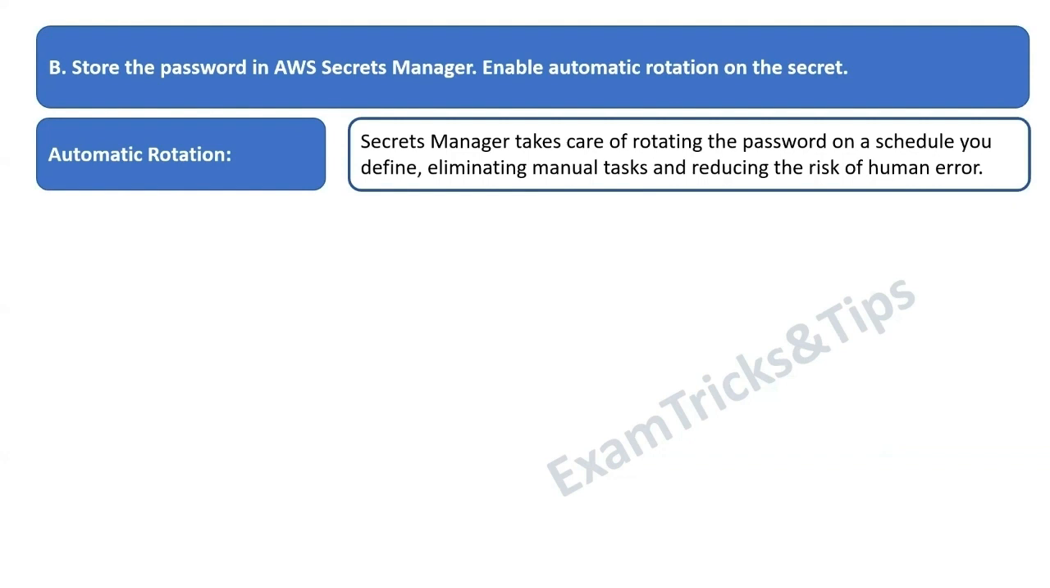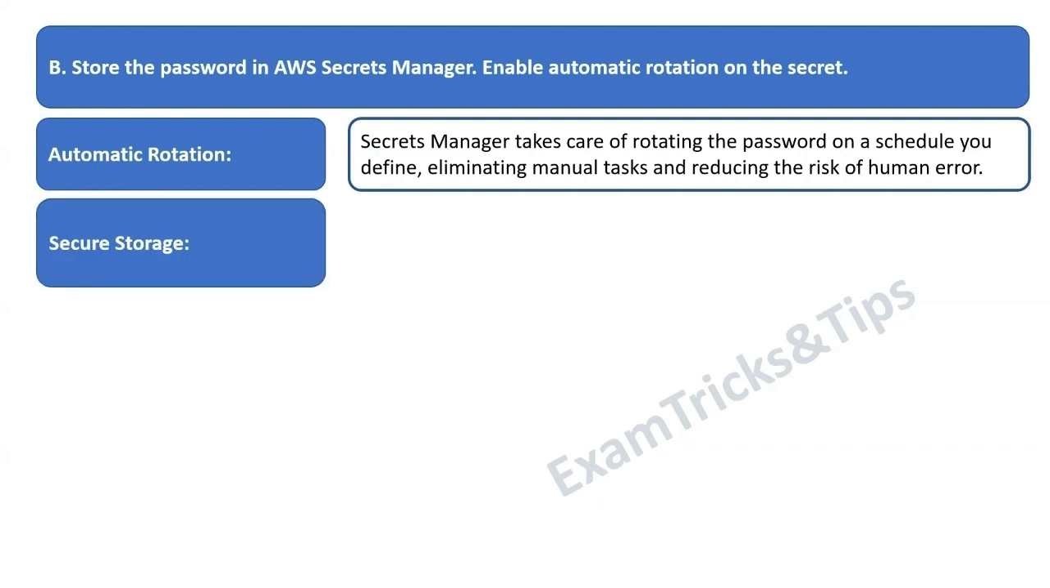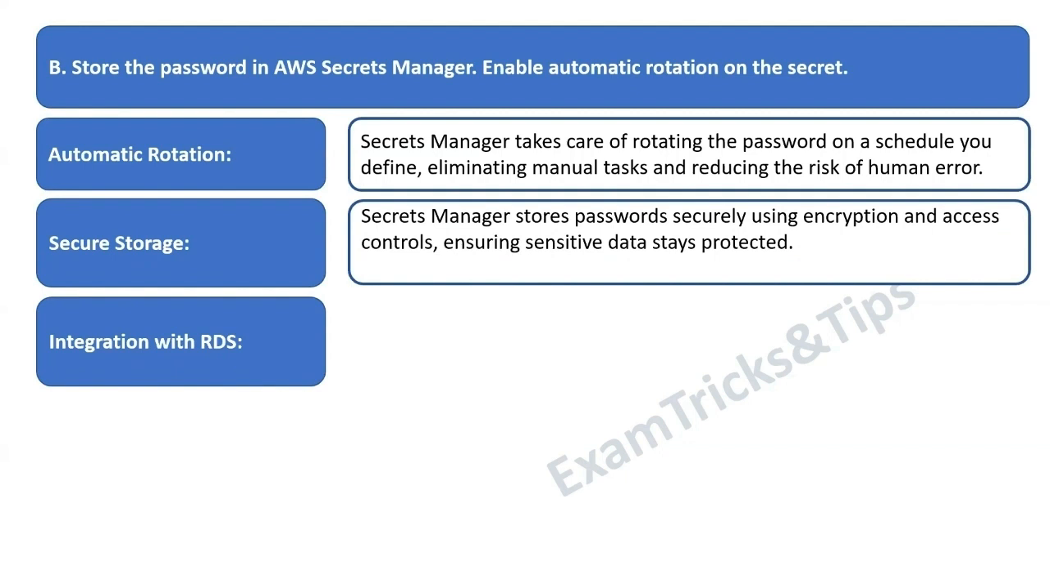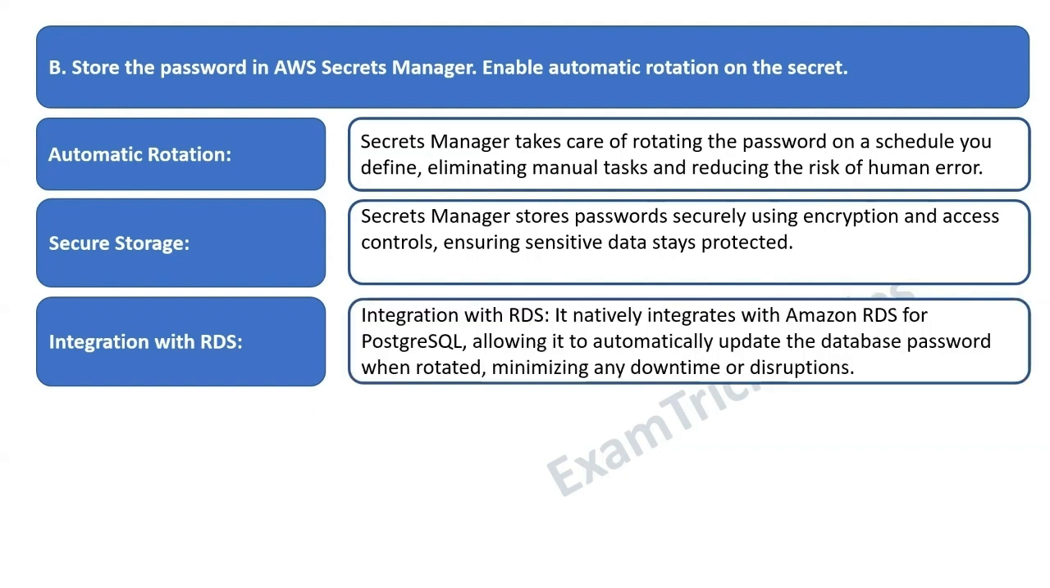It's a secure storage. Secret Manager stores the password securely using encryption and access controls, ensuring the sensitive data stays protected. So it's secure. Integration with RDS, I think that's a feature here. It natively integrates with Amazon RDS for PostgreSQL, allowing it to automatically update the database password when rotated, minimizing any downtime or disruption. So that's a key one here in terms of this particular problem scenario.